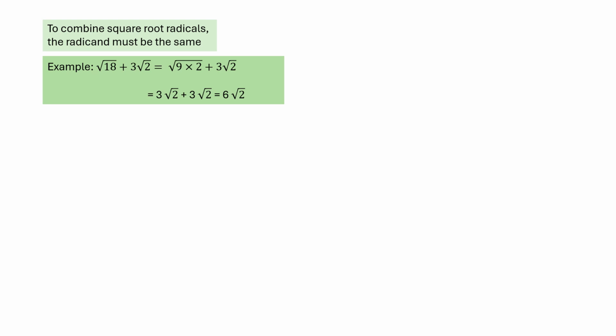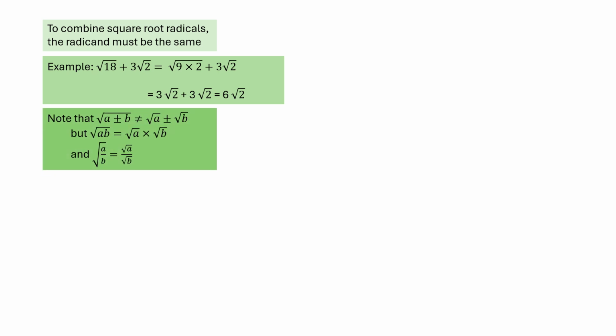So the answer is 3 root 2 plus 3 root 2. Add the coefficients and write root 2 beside it. So 3 plus 3 is 6, and write root 2. In this case, root 2 is like x, like 3x plus 3x will be 6x.